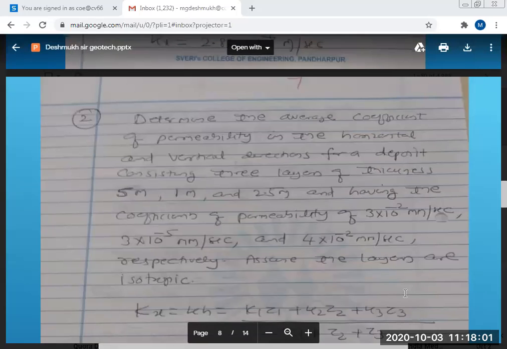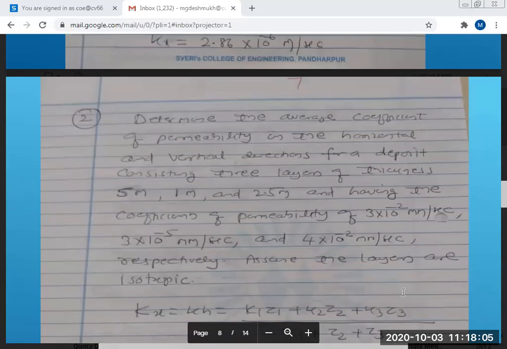And I want kx and kz. Everything is given to you. Z1 is 5 meter, Z2 is 1 meter, Z3 is 2.5 meter. I think it is better to convert this into mm: 5000 mm, 1000 mm and 2500 mm. You have got Z1, Z2, Z3, so this becomes easy. K1, K2, K3 are given. First do parallel, then do perpendicular. Take your time and do it please.